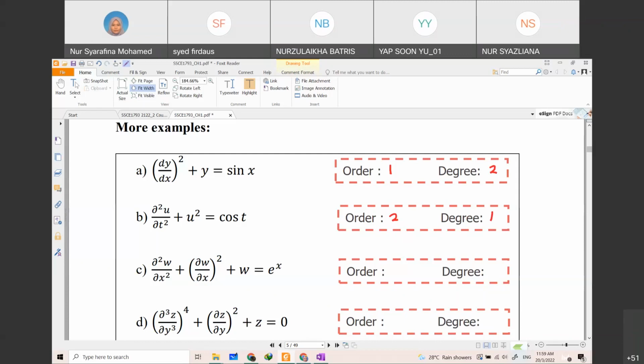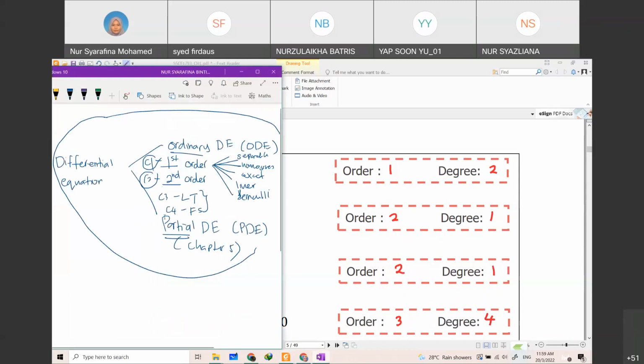Second order and first degree too. Right. Second order and first degree. All right. The last one we have here: third order and fourth degree. Okay, good. So now you can understand the order.